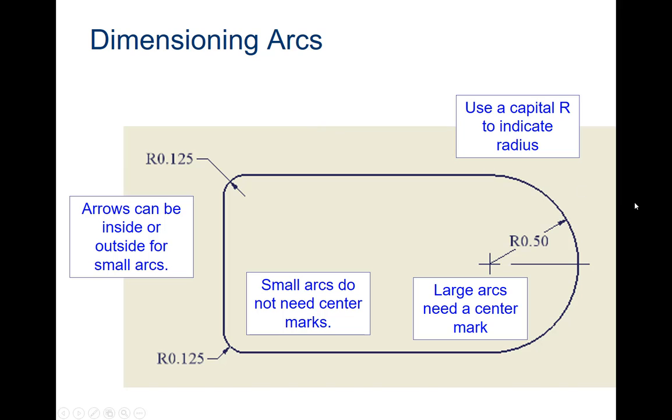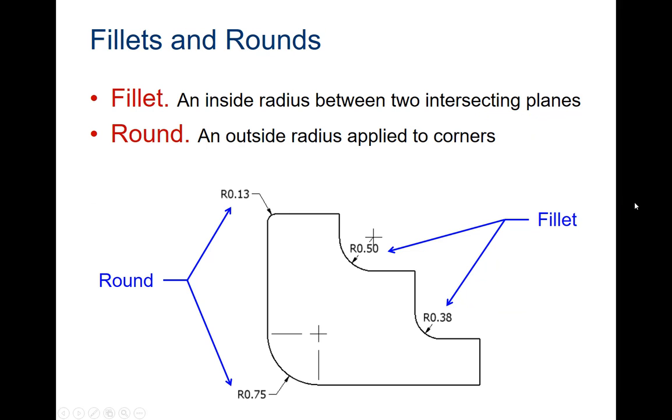So it's pretty simple. The same thing is going to be done on fillets and on internal fillets. So in this case, we put center marks in because these arcs are pretty large, and we just clicked on them and dragged out, and it gave us our radius. Remember, the capital R is radius. So this is the radius in degrees.